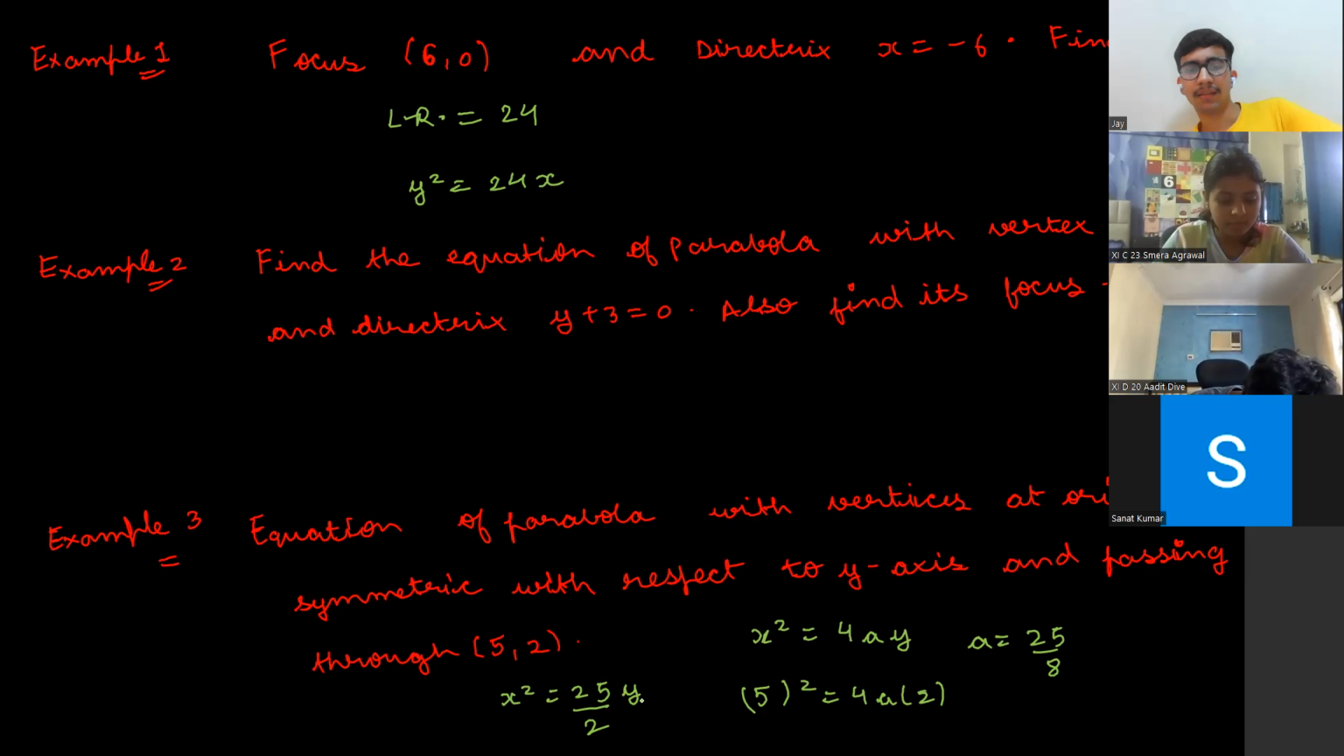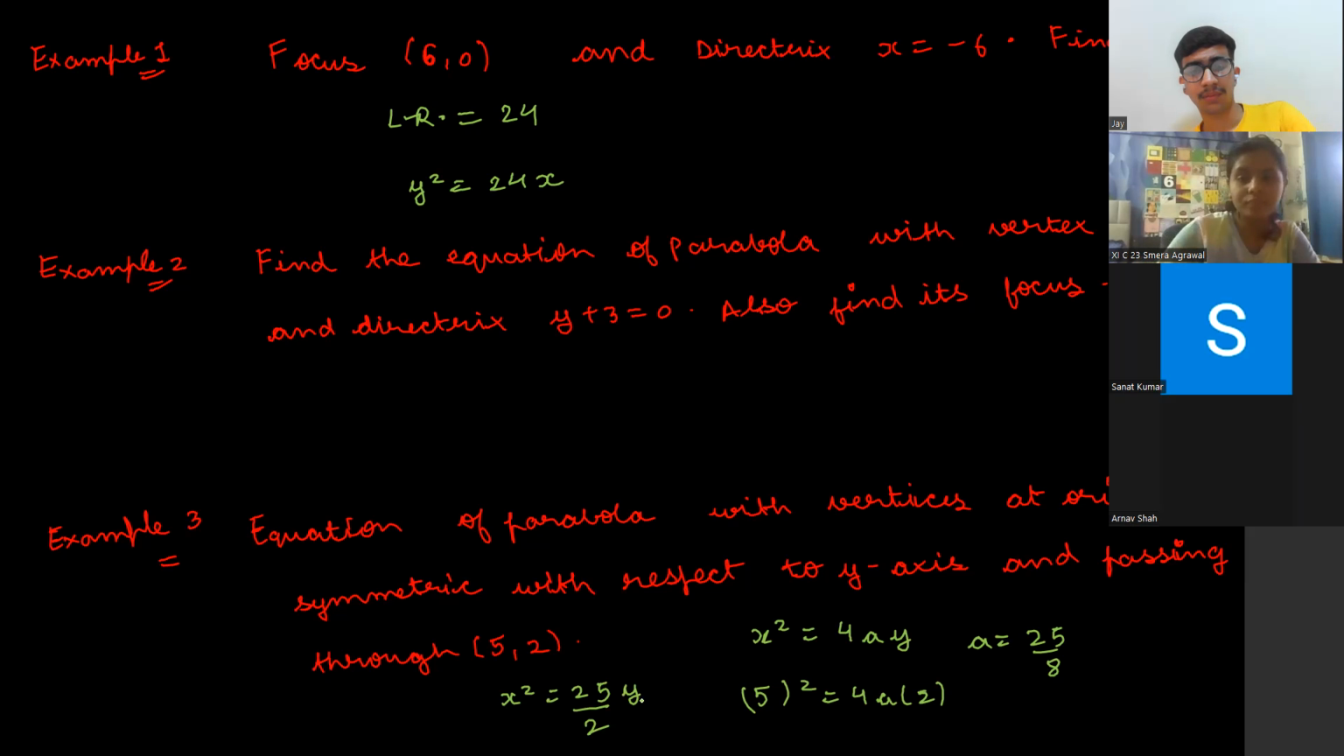Why? It is not given that 5, 2 is the endpoint of a latus rectum. In that case you could say, sir, 0, 2 can be the focus. It's just a random point 5, 2. The parabola is passing through that point. The question says the parabola is symmetric to the y-axis. Yep. So the first equation should come.